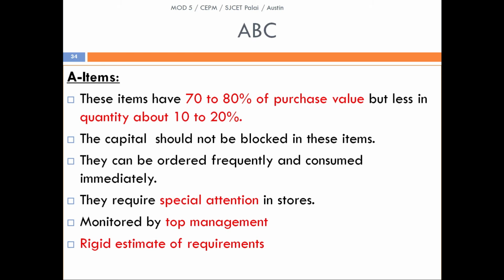And as we have explained here, in A items you could see that around 70 to 80% of the value accounts for just 10 to 20% of the least number of quantities. So we could understand that though the number of quantities is very less, these materials have a larger value. So these are considered to be very critical from the company or organization perspective. So these can be ordered frequently and consumed immediately. This requires special attention in stores.